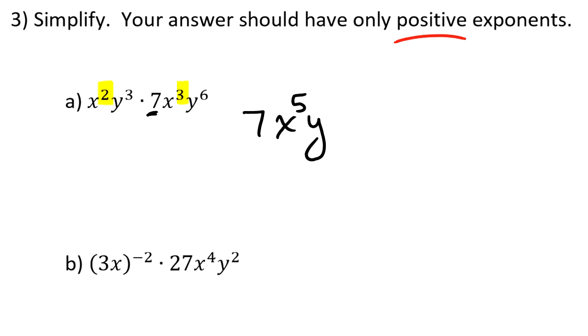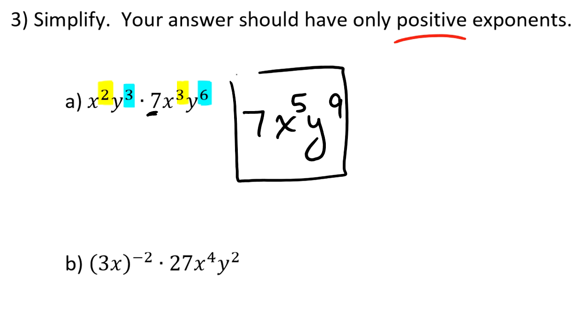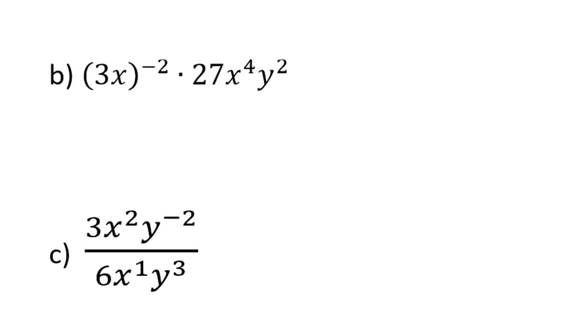In terms of factors of y, you can see there's 3 factors of y and another 6 factors of y. So that's a total of 9 factors of y. So the answer to A is 7x to the 5th, y to the 9th.